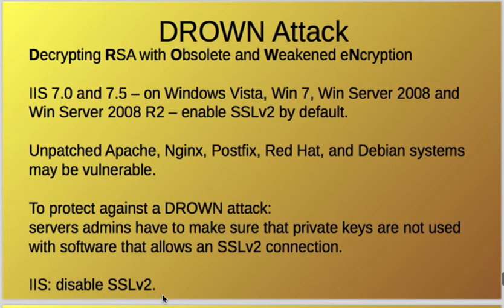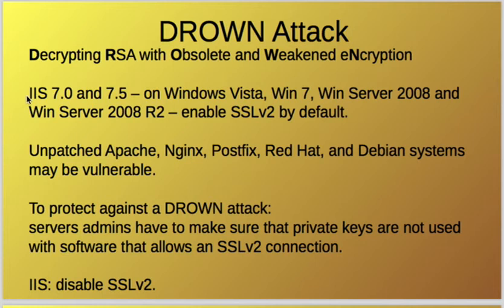DROWN stands for Decrypting RSA with Obsolete and Weakened eNcryption. So if you use these old RSA techniques, 40-bit, which is pretty small, then you're basically using a weak encryption scheme and it can be broken. We'll talk about which encryption schemes are broken and which are still good.